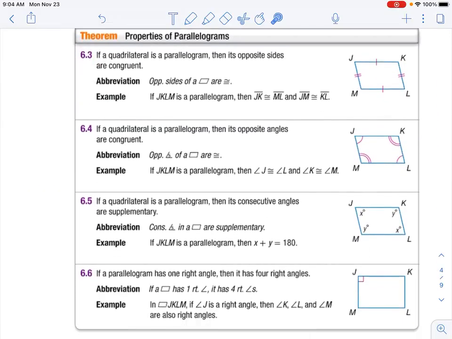So we have quite a few properties of parallelograms, but they help us to find lengths and angles and all these things. So if a quadrilateral is a parallelogram, then its opposite sides are congruent. So if we know these two sides are parallel and these two sides are parallel, we also know opposite sides are the same length. If a quadrilateral is a parallelogram, then its opposite angles are congruent. If a quadrilateral is a parallelogram, then its consecutive angles must be supplementary. They must add to 180.